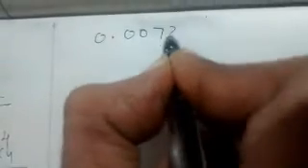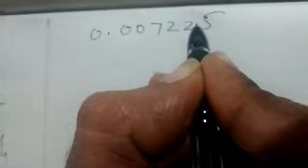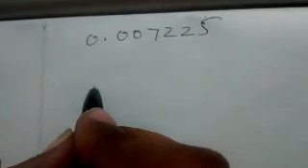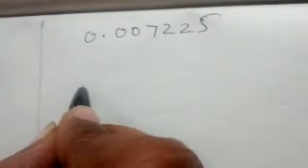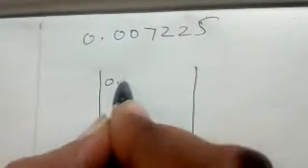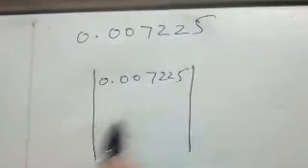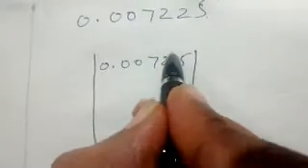Okay, now we will go with the other example. Say for example 0.007225. See, we are going to take the bigger number of this. So we will go for the square root for this number. So now we will go for this method. 0.007225.